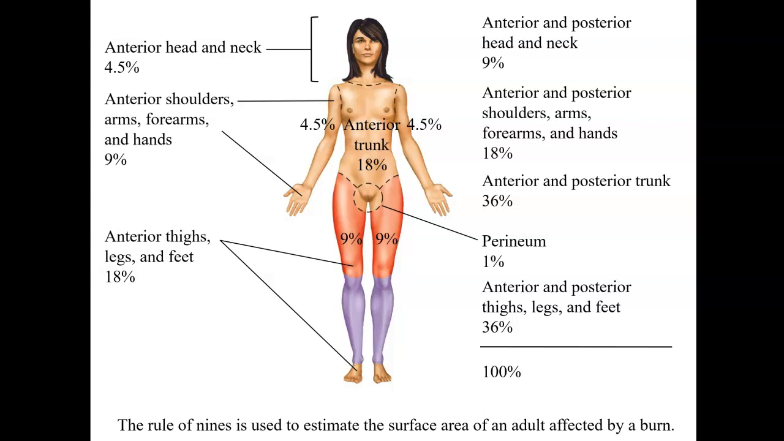Each arm is going to be a total of 9%. The front of the arm or anterior is 4.5%, and the back of the arm or dorsal or posterior is going to be 4.5%. The perineum is going to be the genital area that accounts for 1% of the body. Each leg is going to be 18%, with 9% in the front of each leg and 9% in the back of each leg. So if you put both your legs and thighs together, you end up with 36% total. Adding all of those up together, you should come up with 100%.